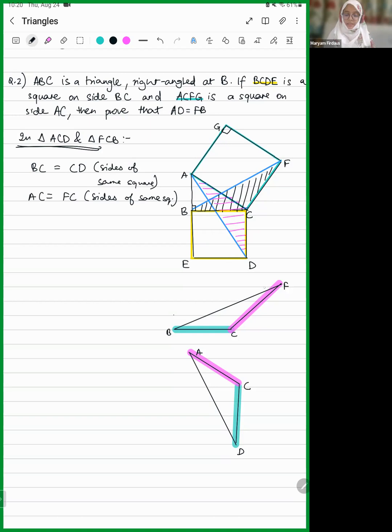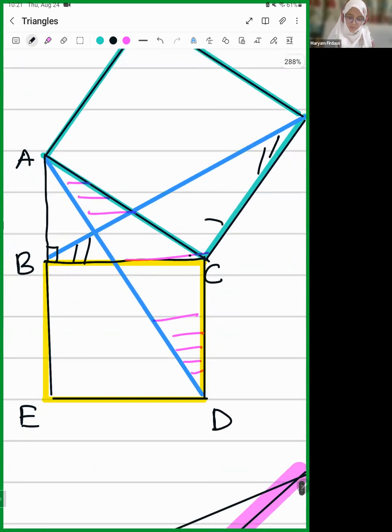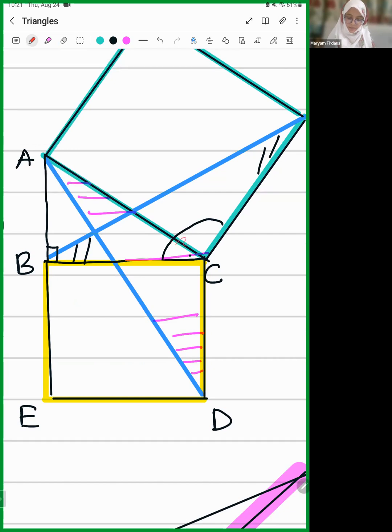Okay. We need one more thing. Either we need the third side, but we don't have the third side. That is something we have to prove. Or you will need to take the angle between these two sides. Look at angle BCF and DCA. I'm just going to erase this portion, so that it's clear. So angle BCF is this one, and angle DCA is this one.